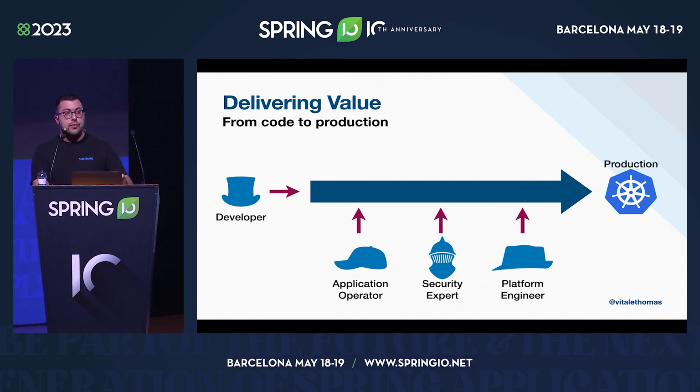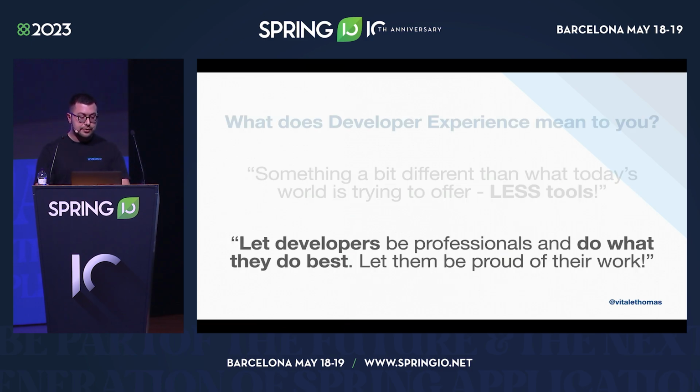Now, back to the question I asked through the conference app, there was another answer that I really liked. He said, let developers be professional and do what they do best. Let them be proud of their work. I really like that answer too. And that's true. As a developer, I want to do what I love to do. I want to work with Spring Boot. I want to build applications, solve problems, implement the business logic, and deliver that value. And then there are other groups of professionals, of experts, of skilled people that can work with Kubernetes and use all those tools and provide those capabilities to us as developers.